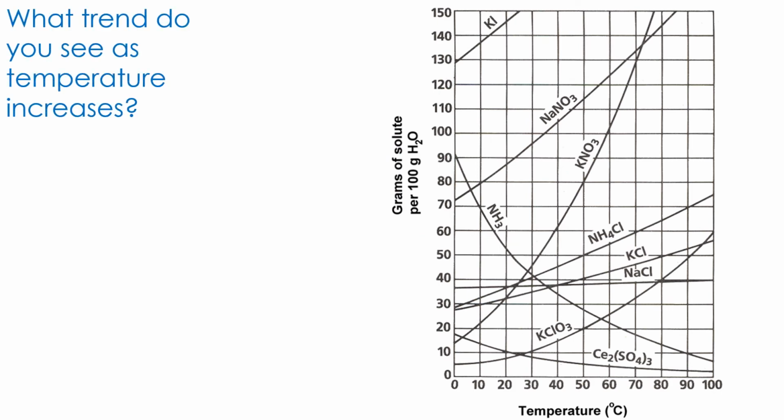What trend do you see as temperature increases? So we're looking at this graph, and we see most of the curve goes up. What this means is that the solubility increases for most salts. Remember, salts is just another term for ionic compound.